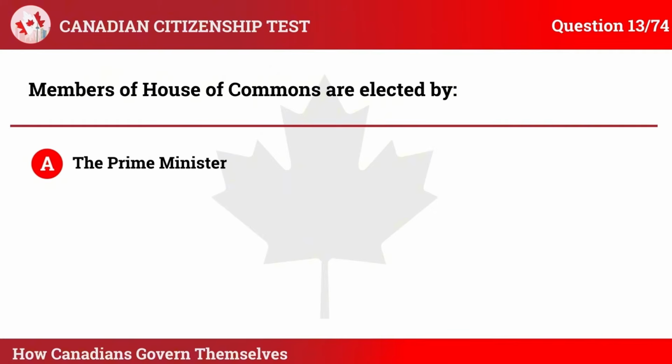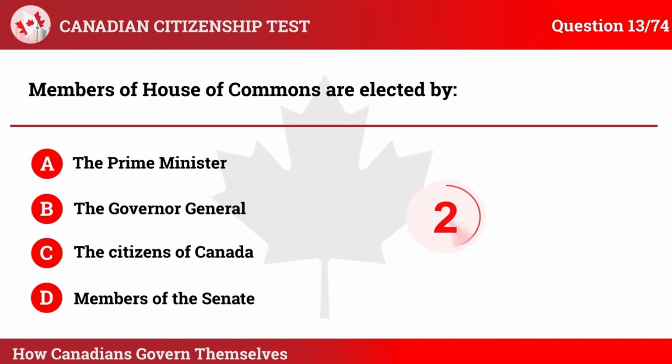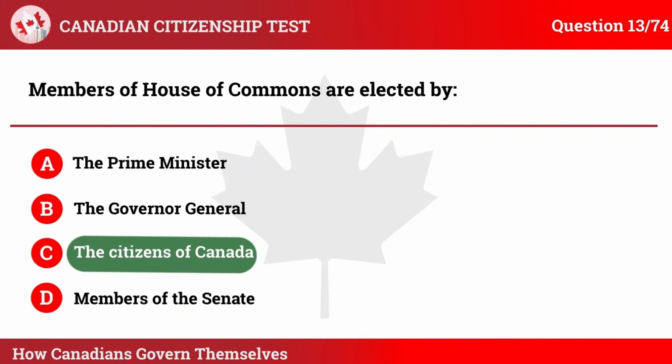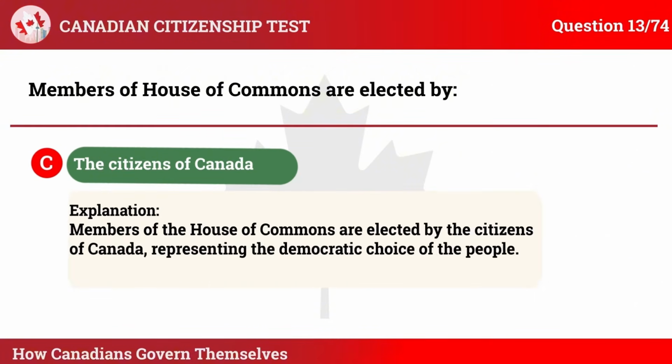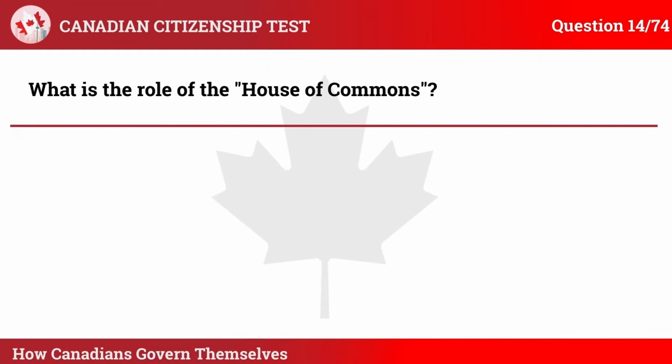Question 13. Members of the House of Commons are elected by A. The Prime Minister, B. The Governor-General, C. The citizens of Canada, D. Members of the Senate. The correct answer is C. The citizens of Canada. Explanation: Members of the House of Commons are elected by the citizens of Canada, representing the democratic choice of the people.